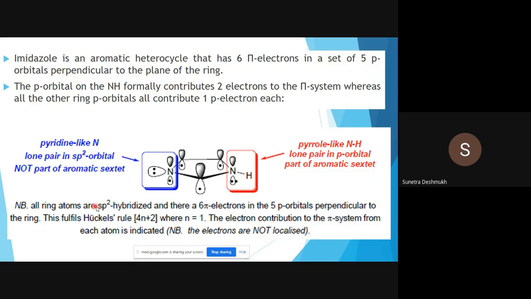So note, all ring atoms are sp2 hybridized. Okay, all atoms, carbon and nitrogen, are sp2 hybridized, and there are six pi electrons in the 5 p orbitals perpendicular to the ring. Okay, so 6 pi electrons in the 5 p orbitals, which are perpendicular to the ring. This fulfills the rule of aromaticity. The electron contribution to the pi system from each atom is indicated. Okay, so this is the structure of imidazole.